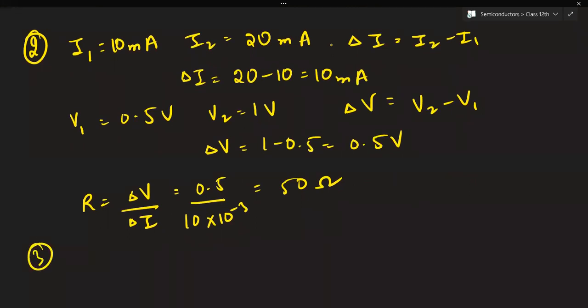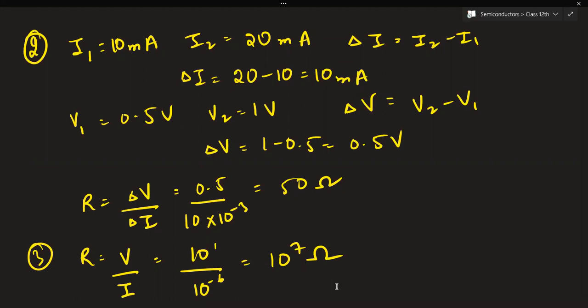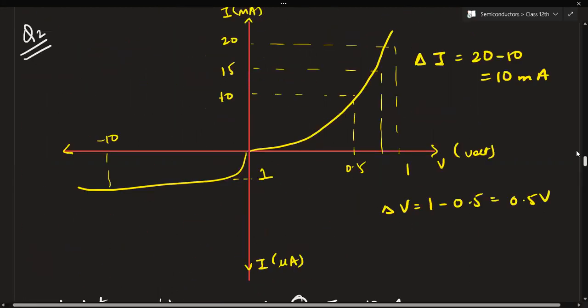So resistance will be again voltage by current. Voltage was 10 and this was 1 microampere. So again, we'll convert it into 10 to the power minus 6 amperes. Right. So here you have 10 divided by 10 to the power minus 6, that makes it 10 to the power 7. Like this, you have to calculate if you have any question regarding the graph. So these are VI characteristics.